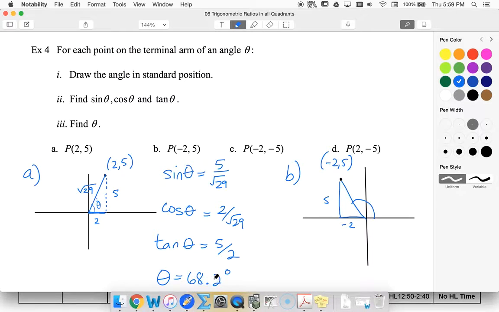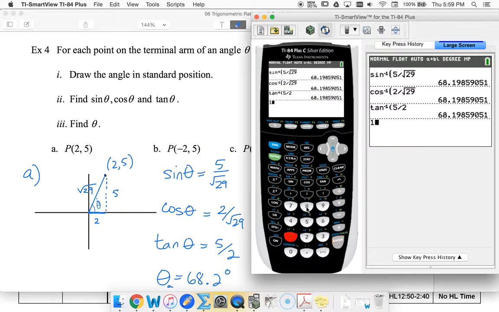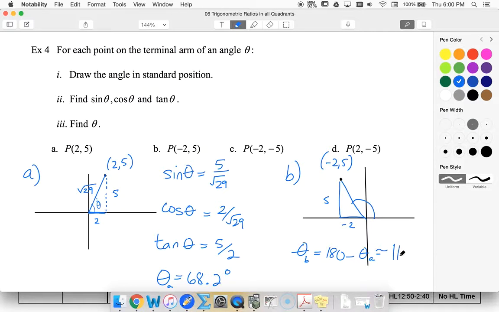So my reference angle is the positive 68.2, but my theta value here, we'll call this theta sub b, and this one was theta sub a. Theta sub b is going to be 180 minus the reference angle, theta sub a. So I'm going to get about 111.8 degrees. Generally with degrees, we give them to the nearest tenth. And now I could state all my sine, cosine, tan values.